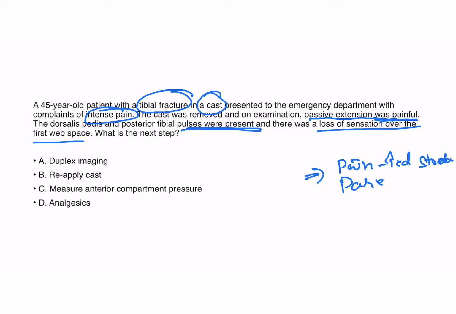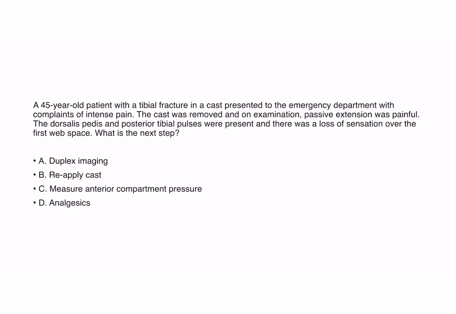Okay, so the best thing that you should be doing is to measure the anterior compartment pressure, not give analgesic, because analgesic is not going to work. It's just going to mask the pain, and in case of compartment syndrome it will fail. So the treatment in this case is measure the anterior compartment pressure. Reapplying the cast is definitely not the way to go. It will further intensify the compartment pressure there, and the patient may even lose the limb. So definitely reapplying the cast is not an option.